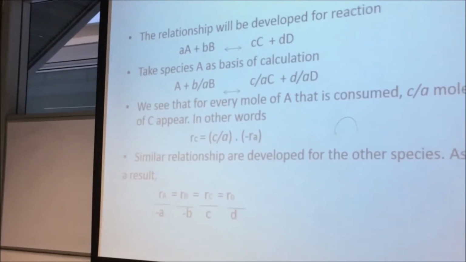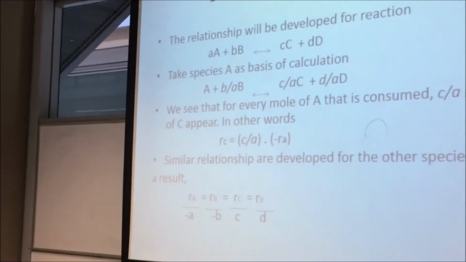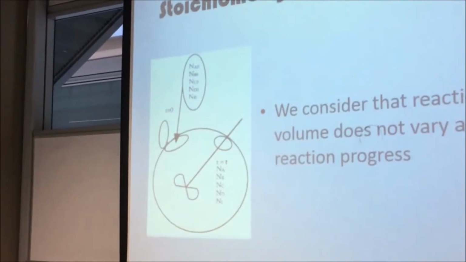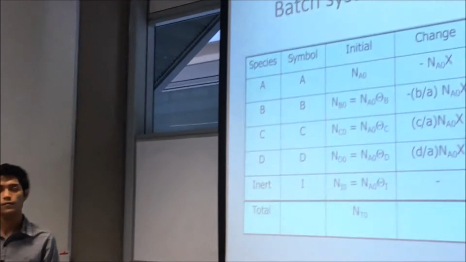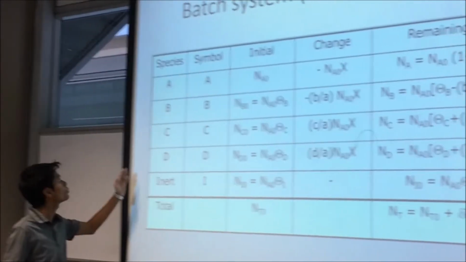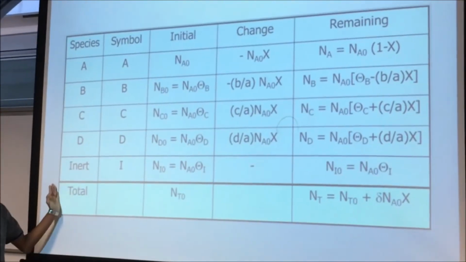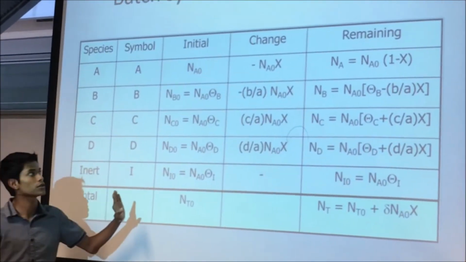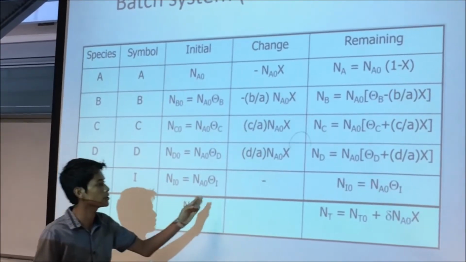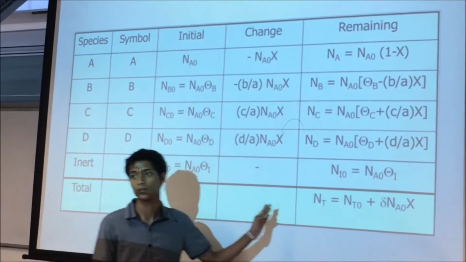Basically, in stoichiometry, we must construct a stoichiometric table. What is a stoichiometric table? Stoichiometric table will look like this. This will be the species involved in the reaction. This is the symbol that we use for the species and its initial concentration, the change in concentration, and the remaining concentration of that species. Okay.